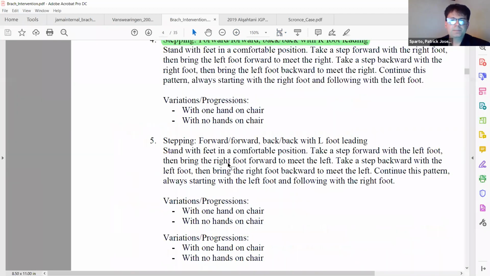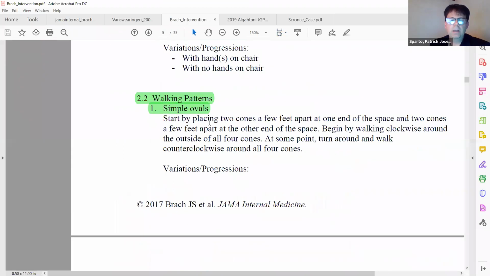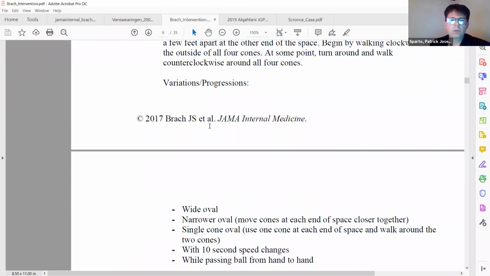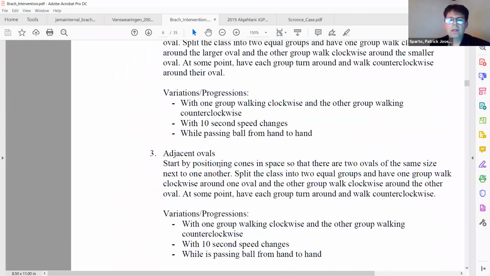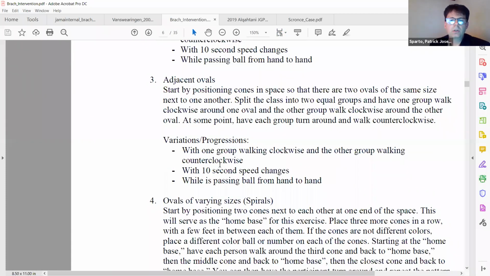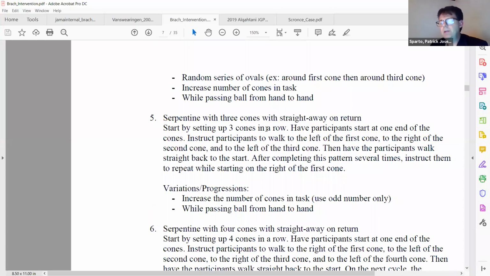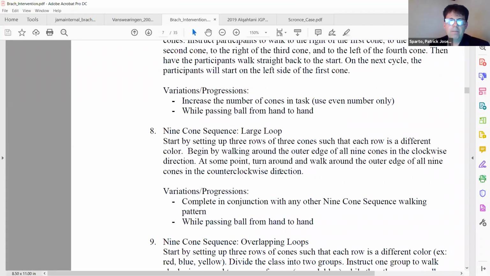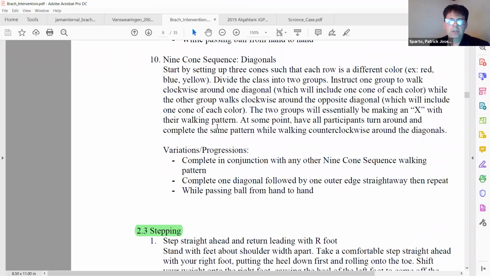This is still in the warm-up part. Walking patterns: walking in ovals, starting small, then concentric, walking in different directions, spirals, serpentine. It's really meant to do what people do out in the real world, which is change directions, and facilitating that. I'll let you look at that at your leisure.